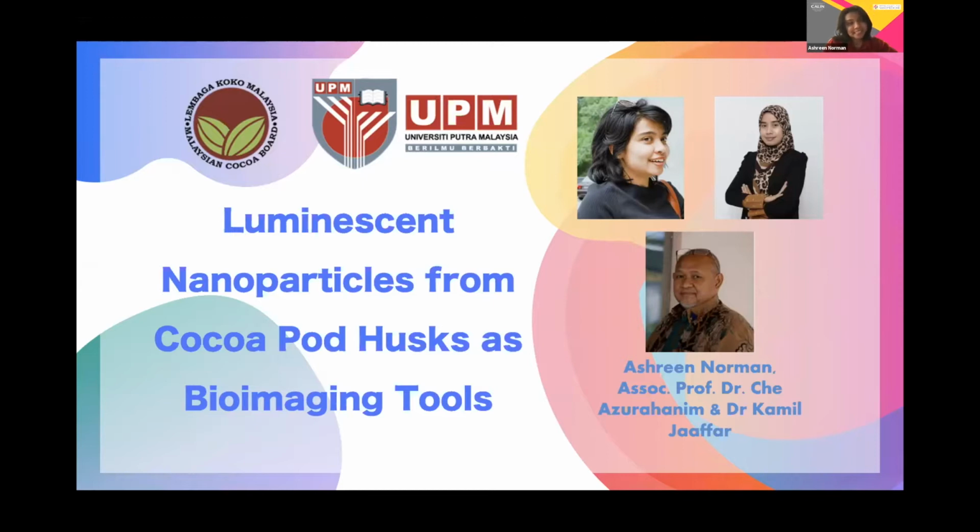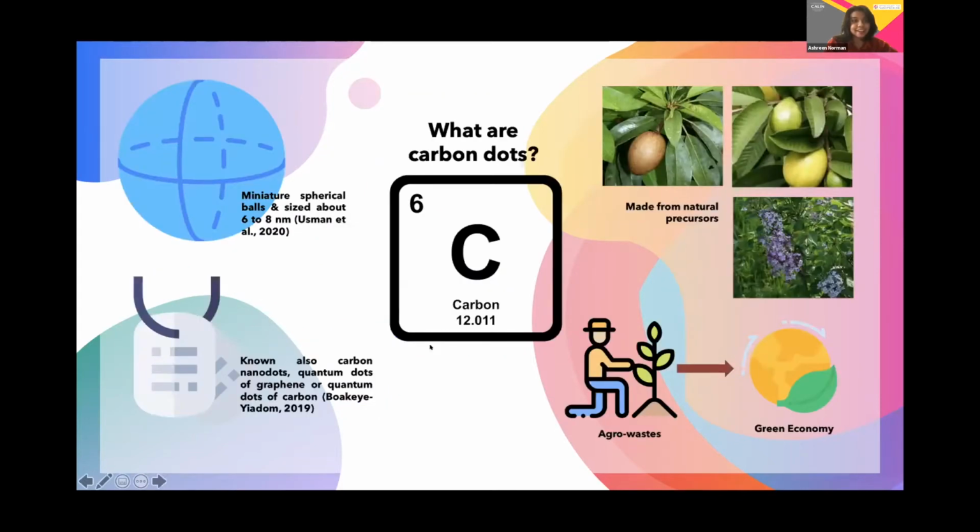So today I'll be presenting a little bit on my project titled Luminescent Nanoparticles from cocoa pod husks as bioimaging tools. The luminescent nanoparticles I'm speaking of are carbon dots. So what are carbon dots? They are miniature spherical balls with less than 10 nanometer in size. They are known by many names like carbon nanodots, quantum dots of graphene, and quantum dots of carbon.